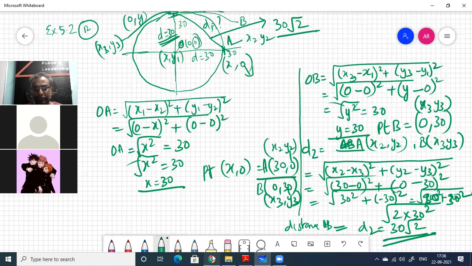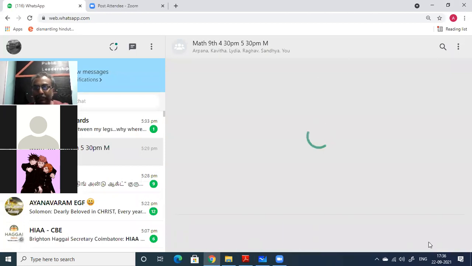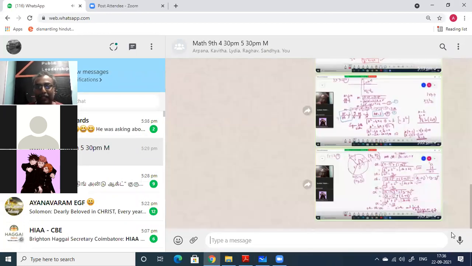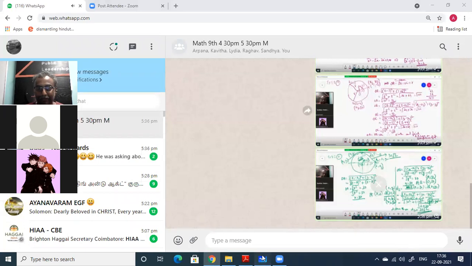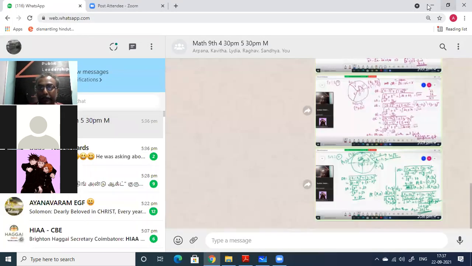Actually, very simple sums, because you are getting a lot of zeros, so your calculation also becomes very simple when you get a lot of zeros. Okay, by the way, we have finished exercise 5.2. Okay, let us go on to find out the next things.